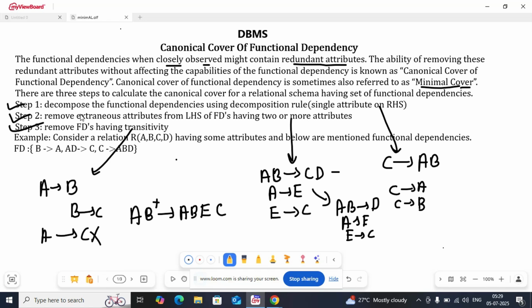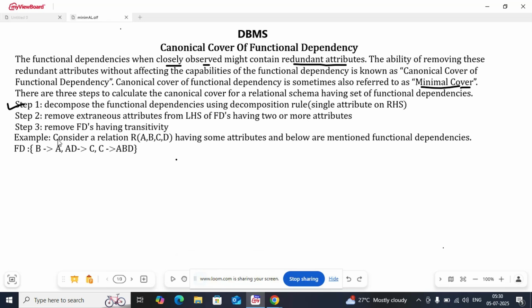We'll understand these 3 steps with an example. In that example also I will explain these 3 steps again. So let us solve this example. The functional dependencies given are B to A, AD to C, C to ABD. Step 1. What is our step 1?